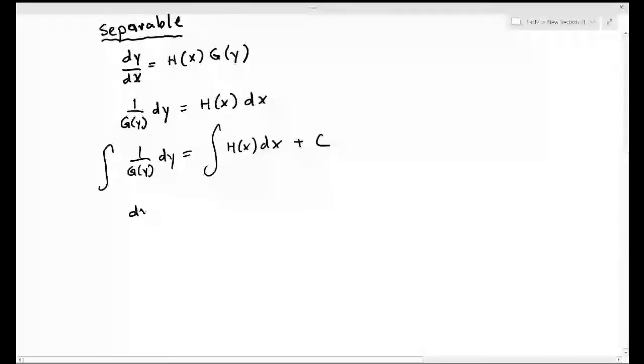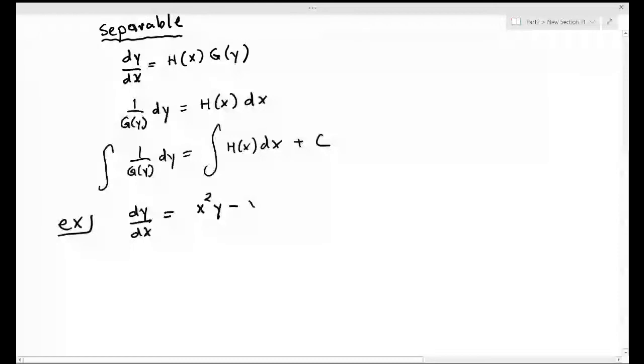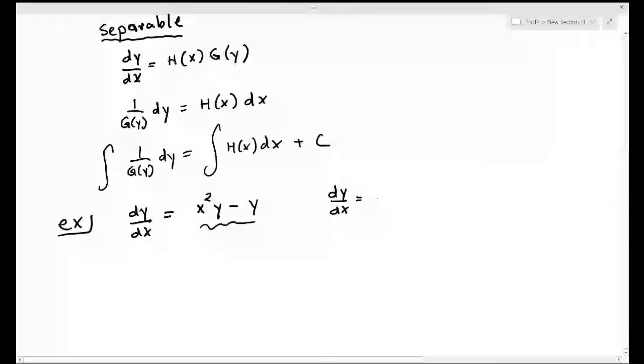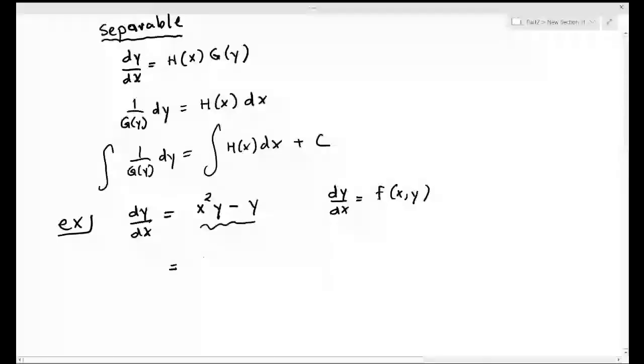So, for example, you could have y prime equals x squared y minus, I guess, y. Okay, so I've written this first order differential equation in one of the conventional forms we use, where we have the derivative on one side, and on the right-hand side, we have a function of x and y. And the first thing you'd want to check for is whether you can separate the right-hand side into a function of x and a function of y.